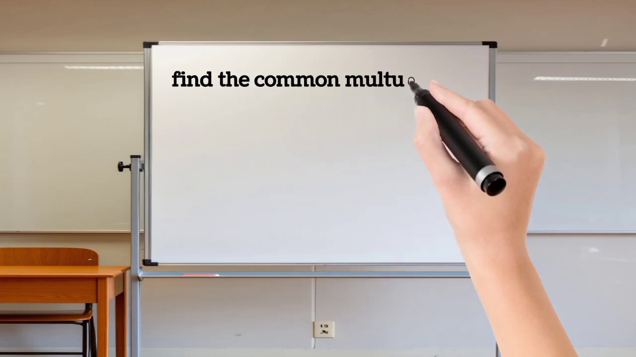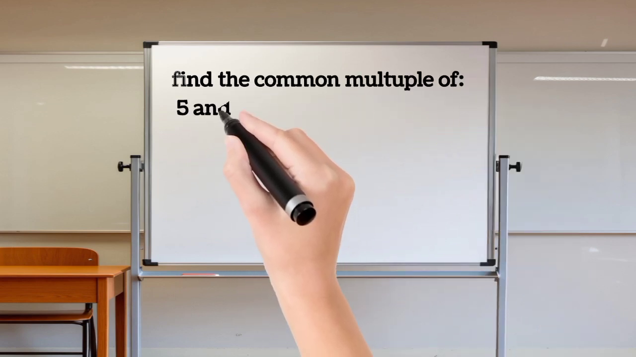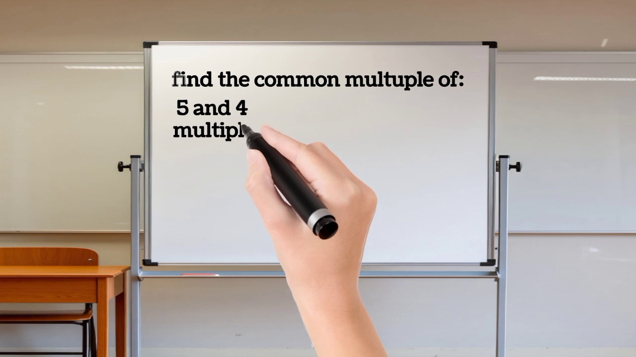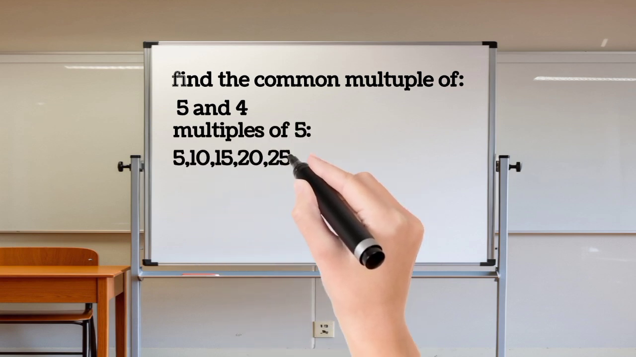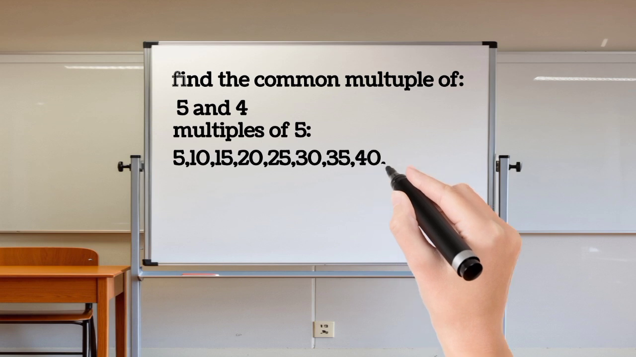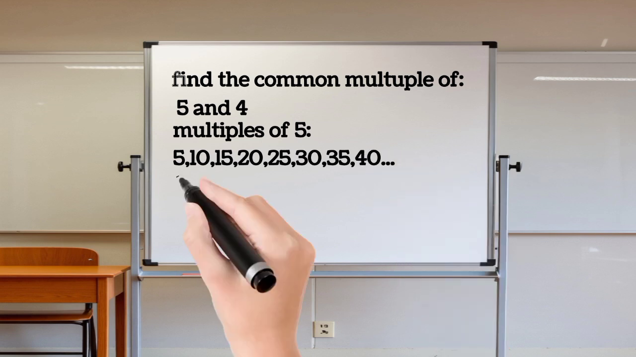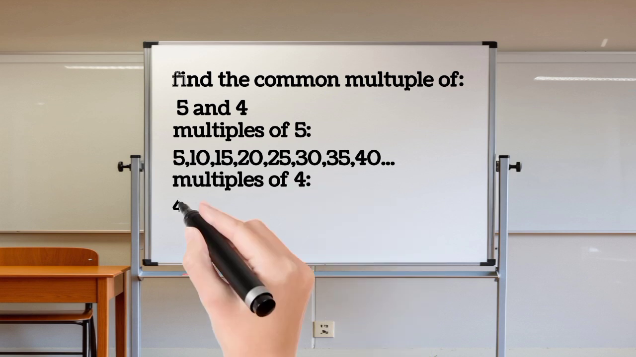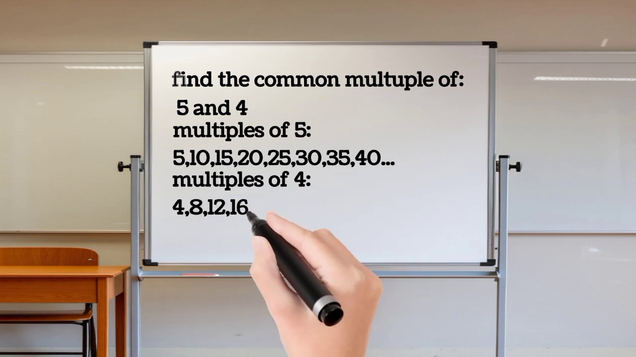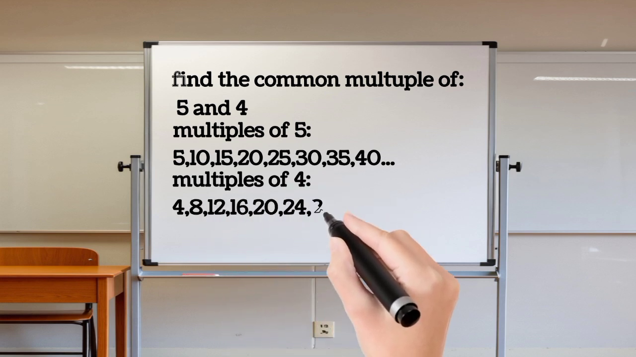Find the common multiple of 5 and 4. So we find the multiples of 5. We have 5, 10, 15, you can name them, 20, 25, 30, 35, 40, you can keep finding more. Okay, then we'll find the multiples of 4. We have 4, 8, 12, 16, 20, 24, 28, 32, 36, 40, and so on.